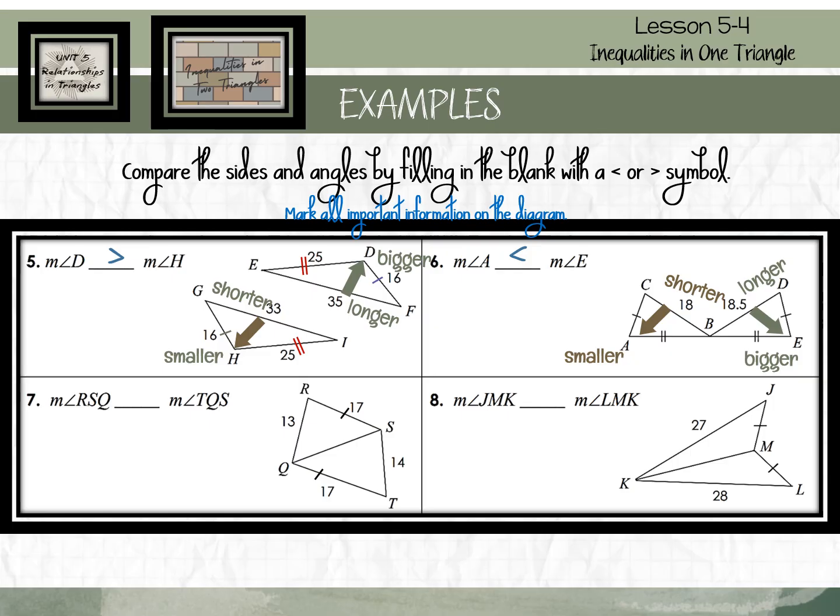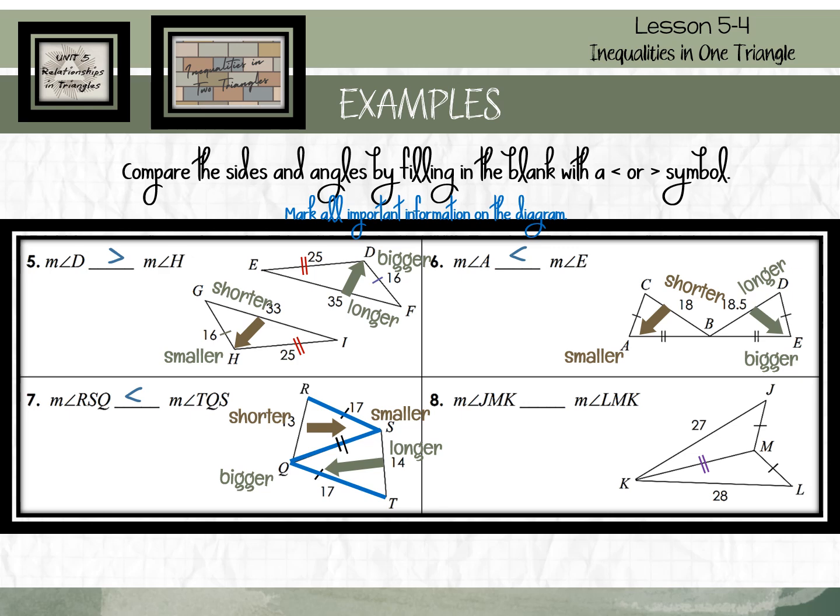Let's see, number 7, shared side. Side opposite S is 13. Side opposite Q is 14. Now you can't really use a single letter name on that. That's the angle. It's actually RSQ. And they use the three-letter name as they should in the question up above. 14's longer, so this angle is bigger. So the angle that we have listed first is the smaller one, so that's less than.